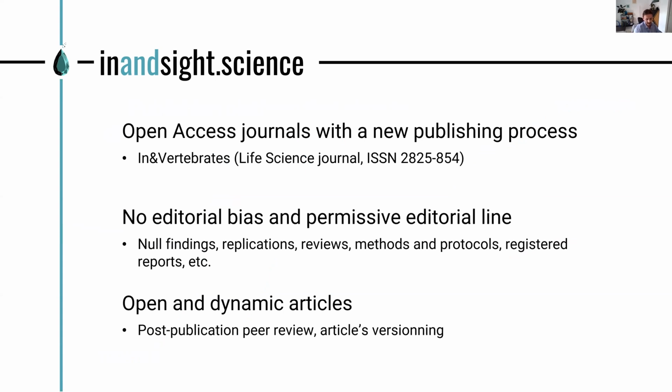We have taken more or less the traditional way that science is disseminated, because we have open access journals. For example, for the life science journal, we have In&Vertebrates, but all of our journals follow a new publishing process without any editorial bias and with a permissive editorial line. It means that researchers can decide to publish whatever they want. They can publish null findings, they can publish positive findings, they can publish replications, whether they are contradictory or whether they are actually able to reproduce something. They can publish reviews, methods and protocols, they can do registered reports, and so on. And they can do it the way they want in an open and dynamic way. And we will talk about that just after.